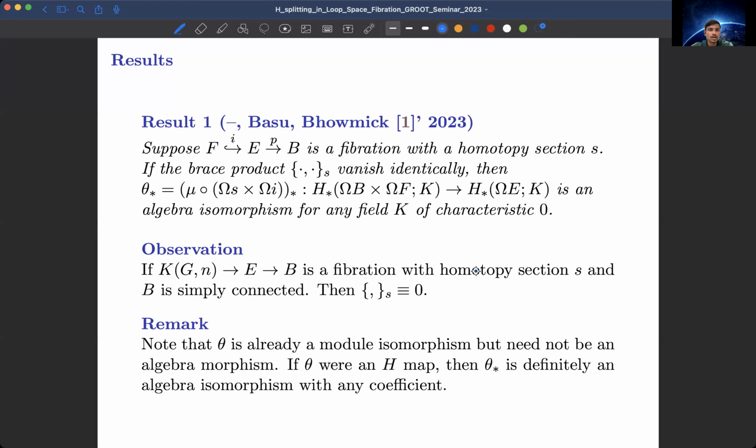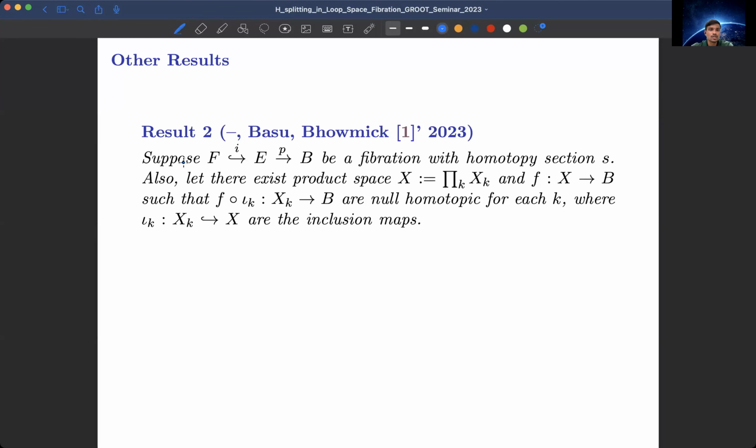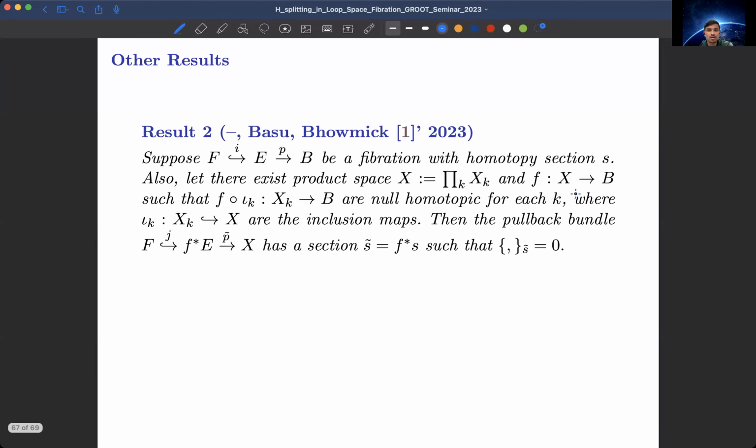Okay, so another result where we have the Whitehead vanishing is the following. Again suppose we have a fibration with homotopy section S, and suppose we have another space X which is a product of some other spaces, and a map from X to the base space, such that if we compose the inclusion of the kth copy X_k into X with the map to B, these maps are all null homotopic. Then the pullback fibration induced by this map F also has a pullback section S, as the original fibration had a section. So this fibration also has vanishing Whitehead product.